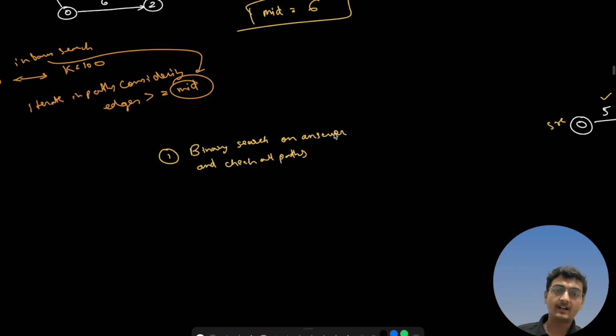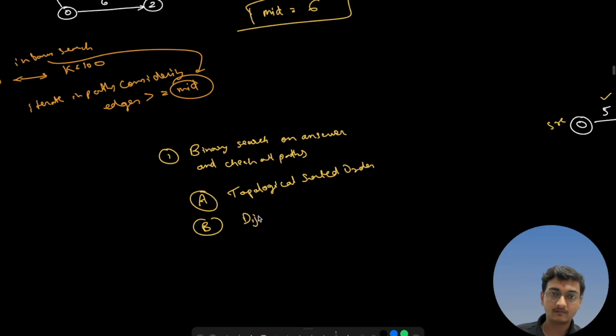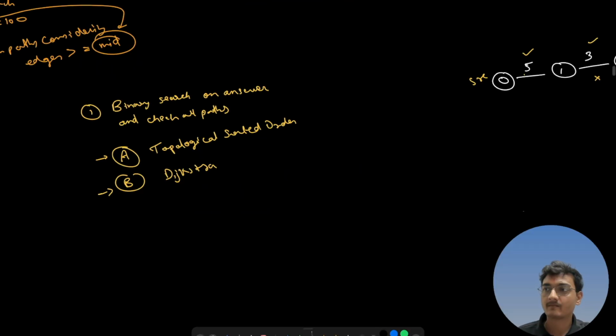So how will I be checking all paths? To check all paths, I have two ways. The first option is topological sorted order. The second is Dijkstra algorithm order. So we have these two approaches to solve the problem. Either I can use topological sort order or I can use Dijkstra. Now let's see what these two algorithms do.